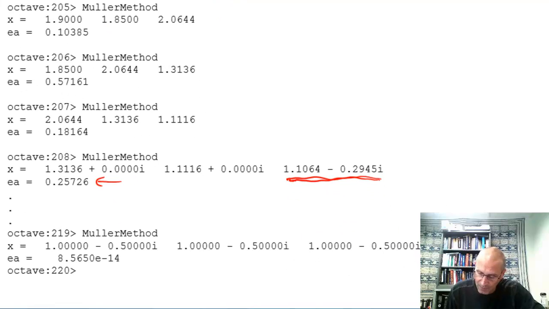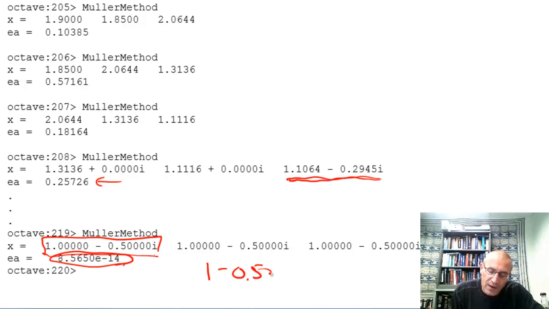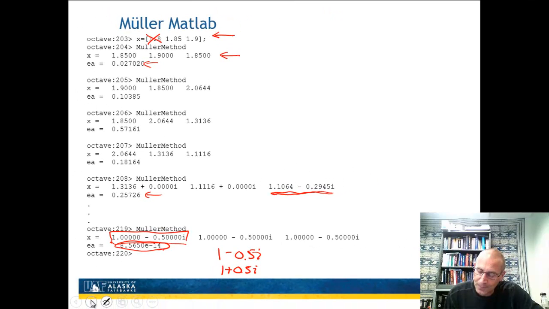If I run it another 10 or 11 times, you'll see my error has gotten very, very small. Here are my roots, and all three are the same because I've converged on it. It's 1 minus 0.5i, which is one of the roots of that function. That tells me 1 plus 0.5i is also a root of the equation. At this point, you'd deflate the polynomial and run that again.